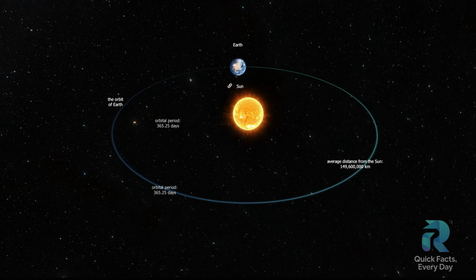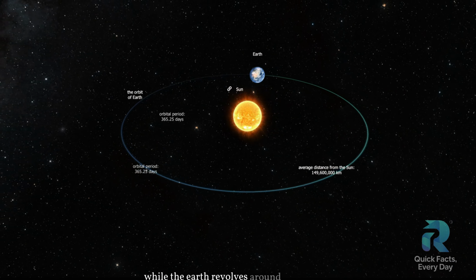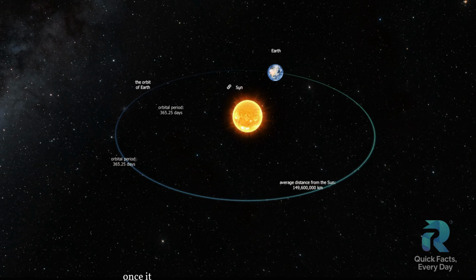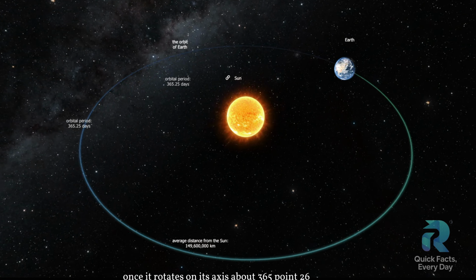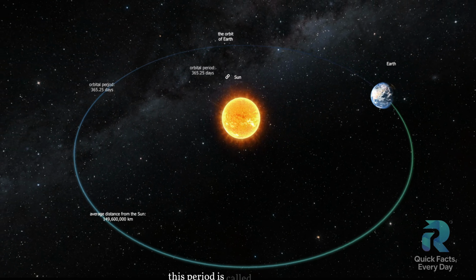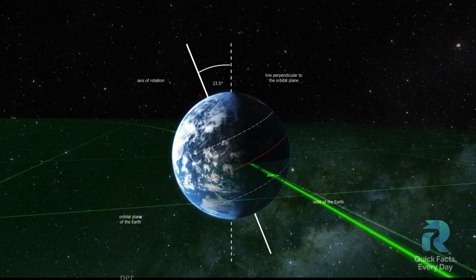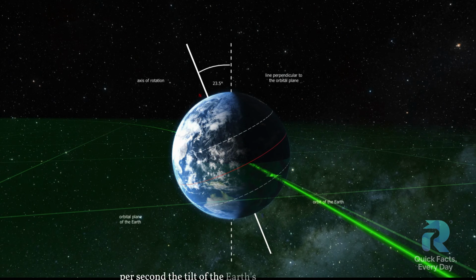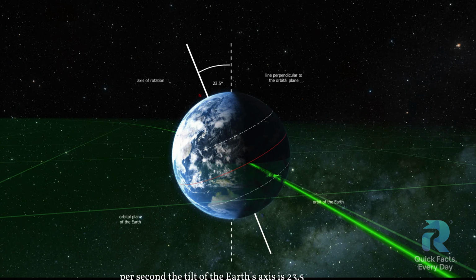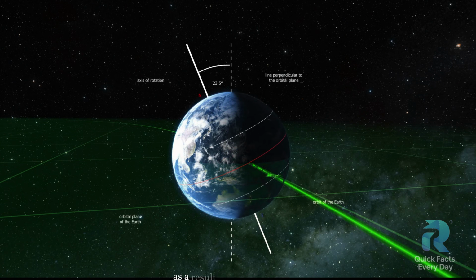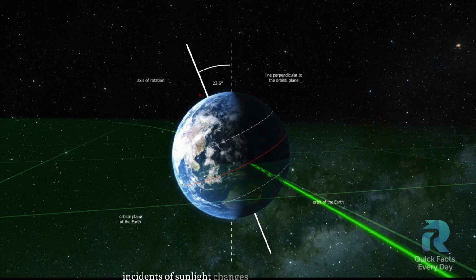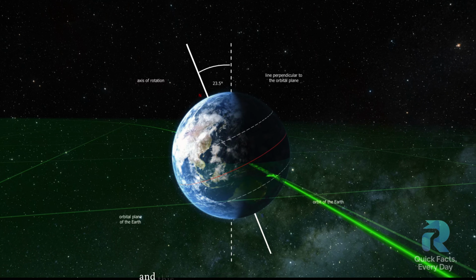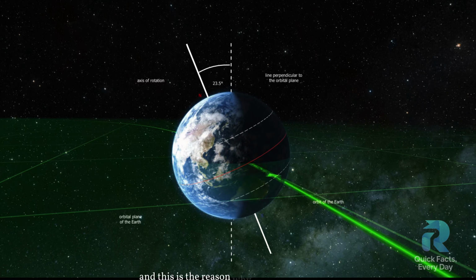While the Earth revolves around the Sun once, it rotates on its axis about 365.26 times. This period is called 1 year. The orbital velocity of the Earth is 30 kilometers per second. The tilt of the Earth's axis is 23.5 degrees. As a result, within 1 year, the angle of incidence of sunlight changes at the same location, and this is the reason why seasons change.